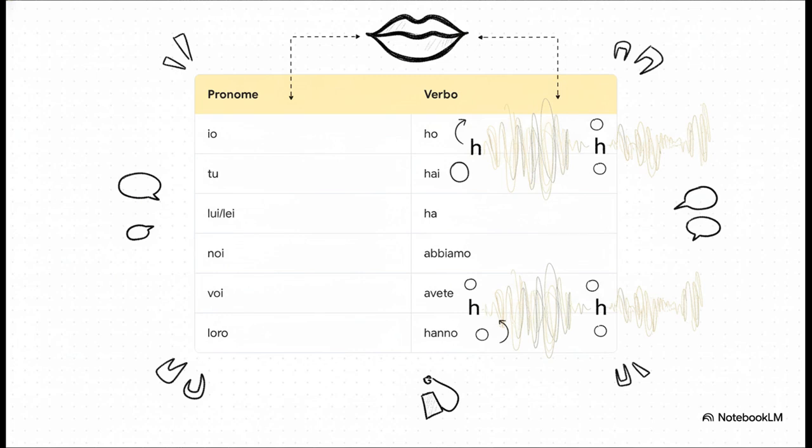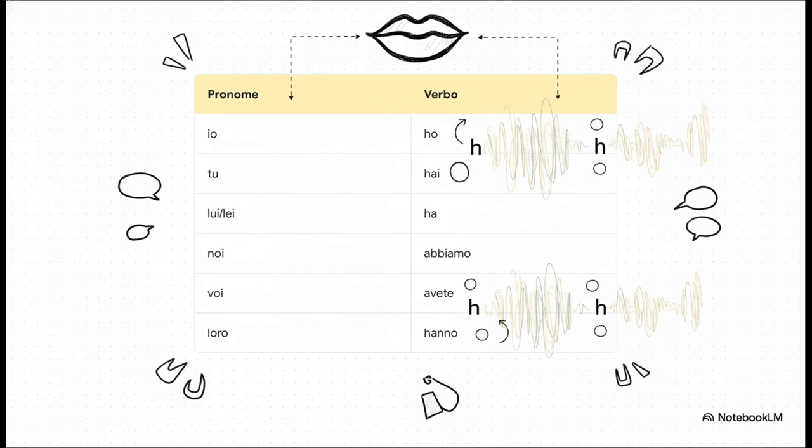The most important thing to remember here, and I mean really remember, is the pronunciation. In Italian, the H at the beginning of these words is completely silent. It's just not there when you speak. So for I have, it's not ho with an H sound, it's just o. Same for hai, it's ai. And ha is just a. And hanno becomes anno. Let's run through them.